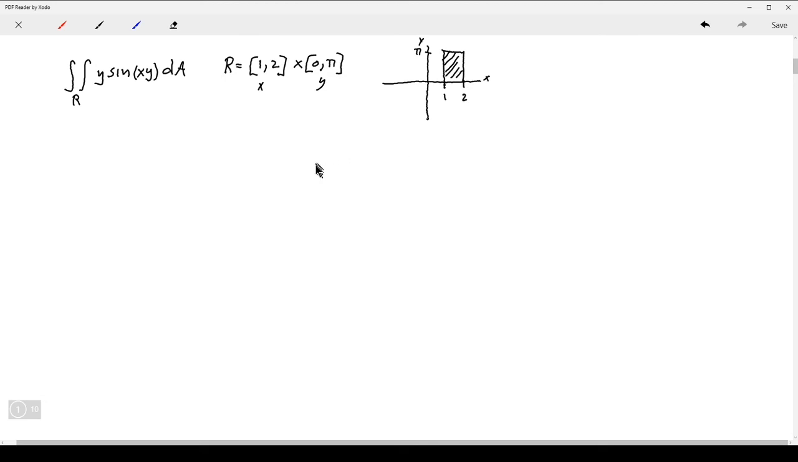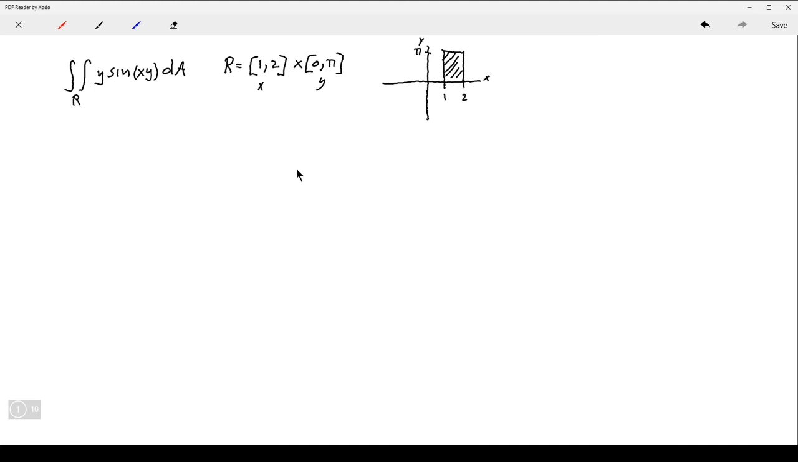All right, so now we have to make a decision here because we're not being told which way to set this up. Do I do dx first, dy second, or do I do dy first, dx second? Well, let's look at our options here.